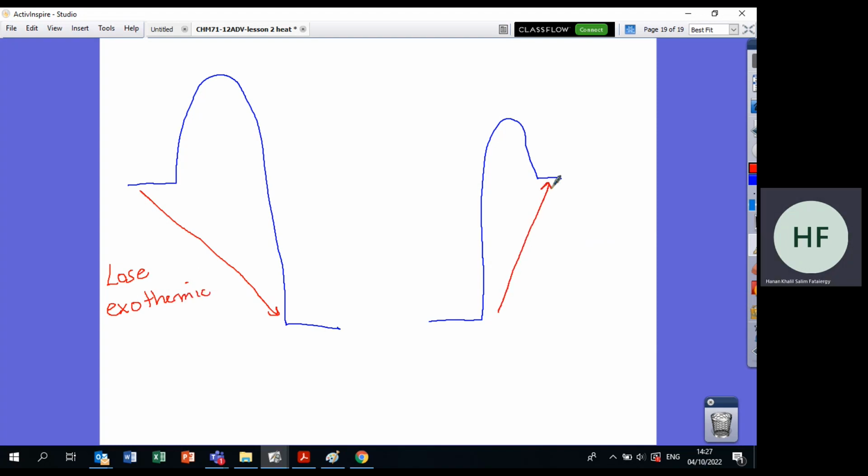Whereas when we go this way, this one is going up. So this one is gaining heat, or endothermic. So whenever it gains, we say this is endothermic. In endothermic, delta H is positive. In exothermic, delta H is negative.